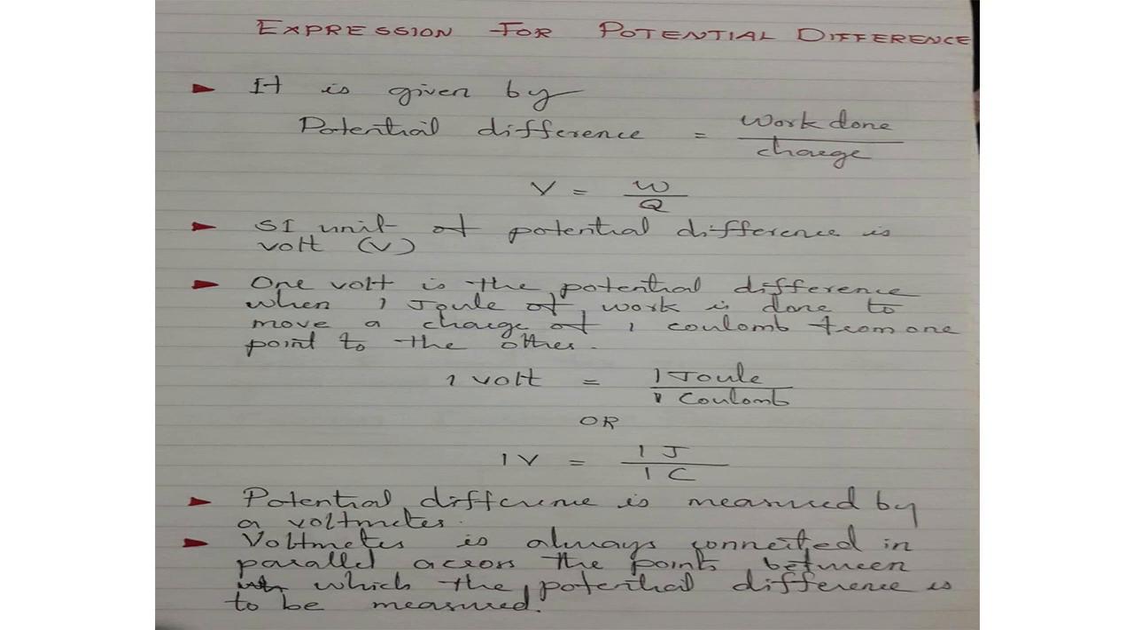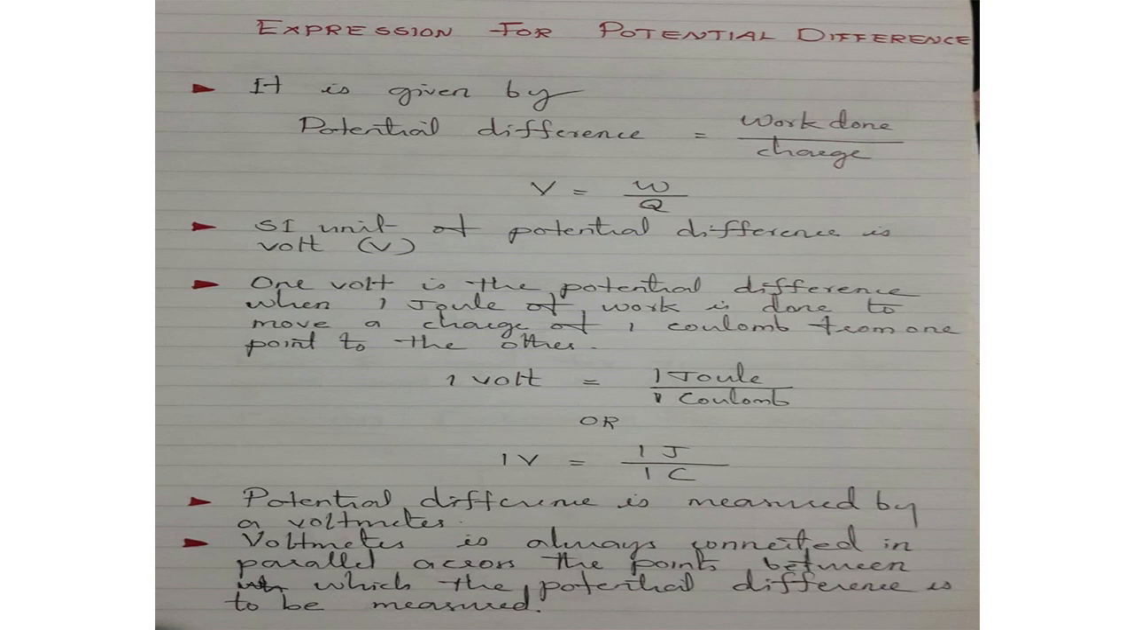1 volt is the potential difference when 1 joule of work is done to move a charge from one point to another point. We also say that electric potential is measured by using a device called a voltmeter. Here also, potential difference is measured by using the same device called a voltmeter.